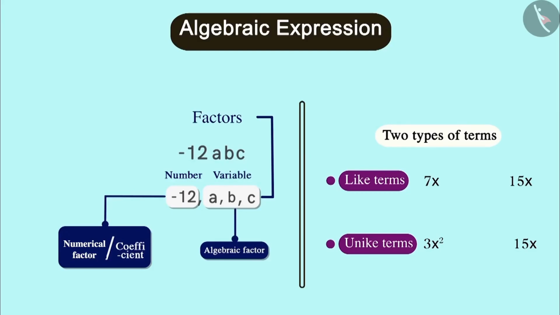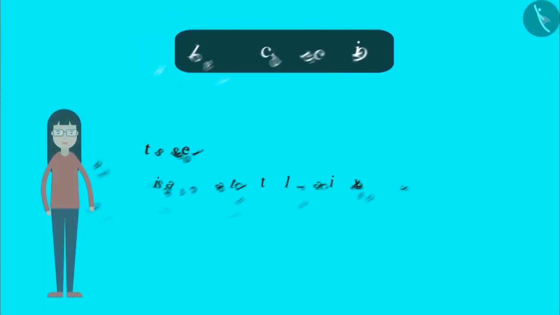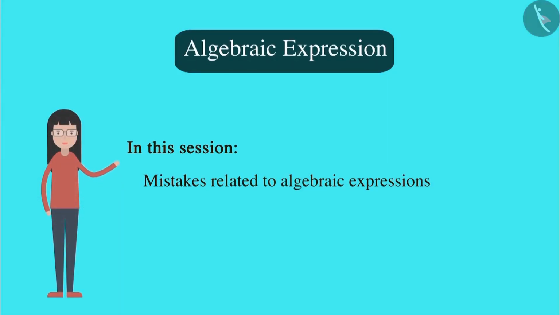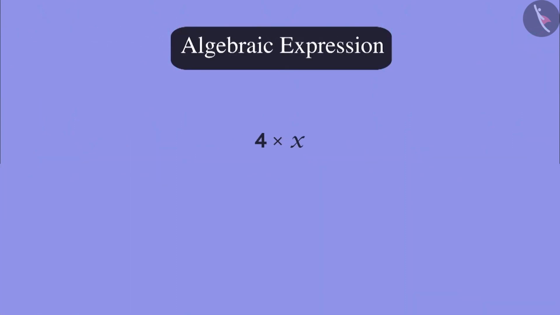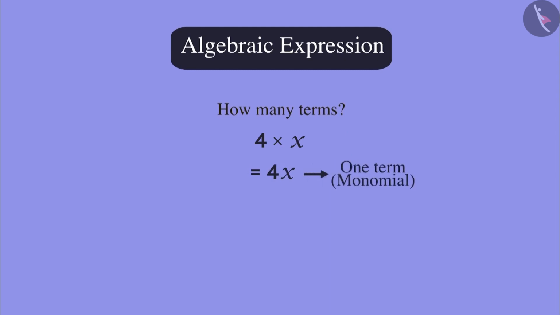In the last session, we learnt about the elements of algebraic expressions with examples. Friends, in this session, we will take a look at some common mistakes related to this concept. Look at this expression. How many terms are there in this expression? Perhaps you may think that there are two terms here, but this expression has only one term, which is 4x. Here, 4 is multiplied by x.